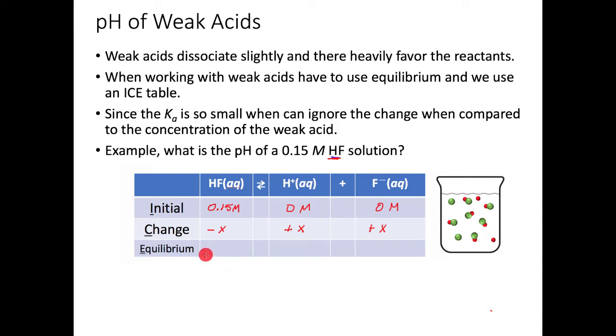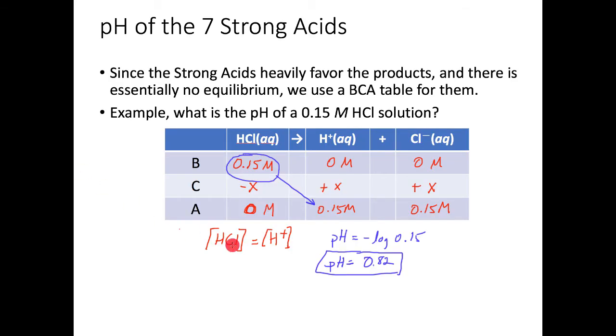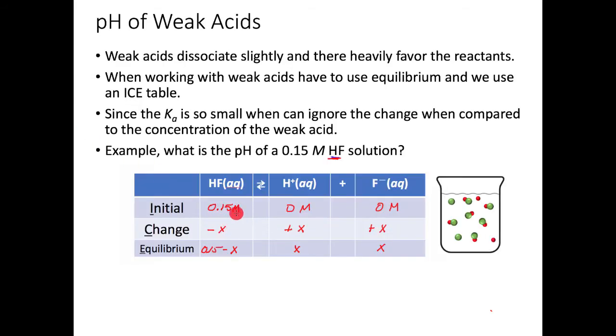Now, here's the catch. This is not going to go to 0. It's going to go to 0.15 minus x. This will go to x, and this will go to x, because 0 plus x gives us x. We can't figure out what x is directly in here like we did in the last problem. If we go back to the last problem, we could easily figure out the value of x because we knew that this went to 0, so we therefore knew that this had to go up. The problem here is that we can't solve for x right away. But there's a way to get around this.